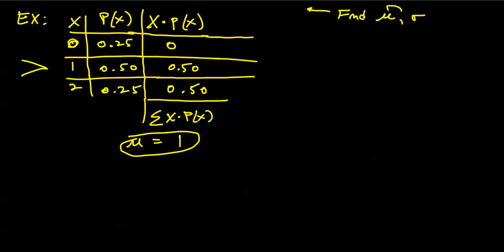So mu is done. Now we've got to find sigma. Well, I'm going to add another column here.